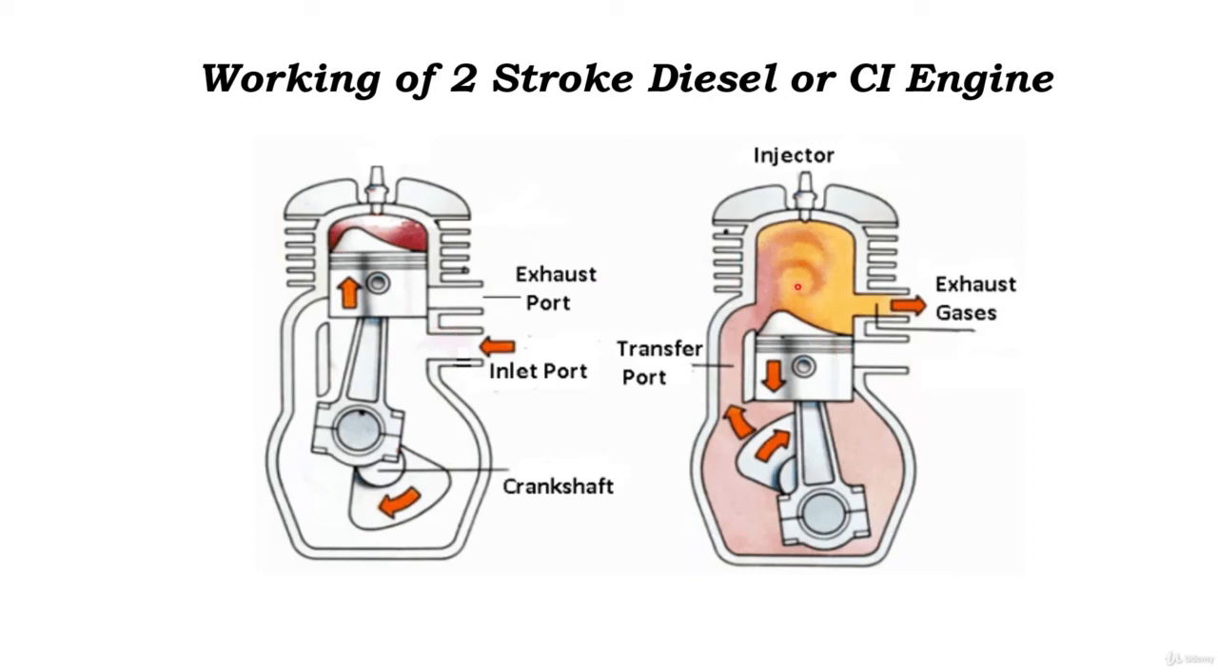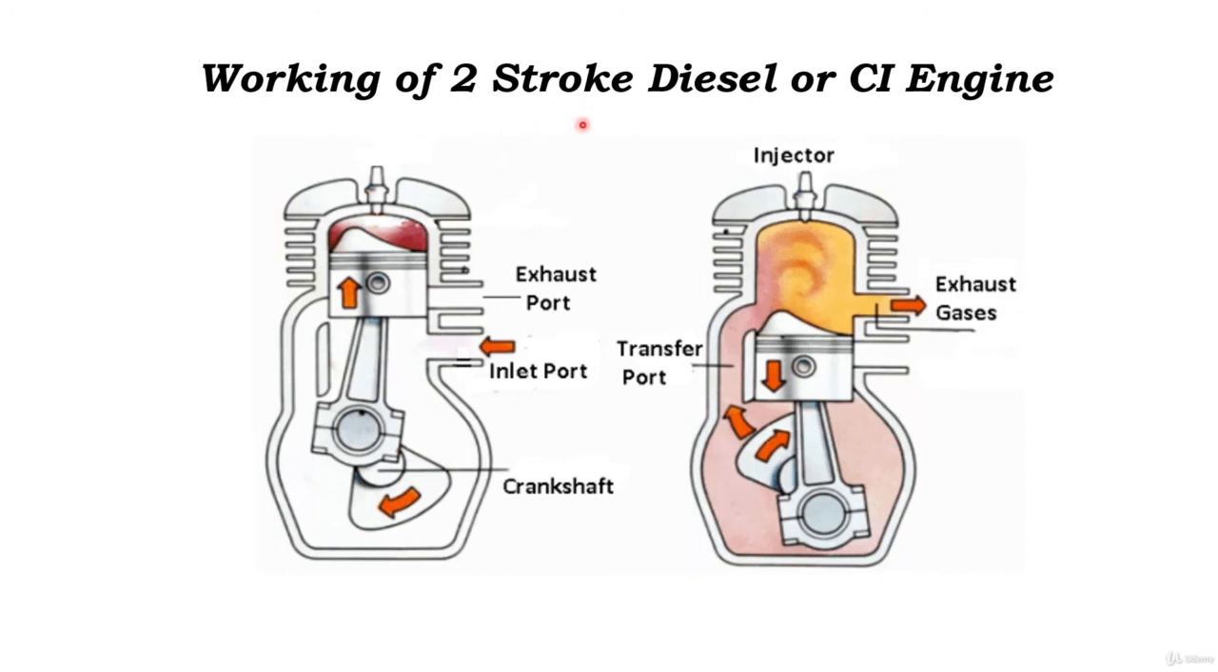So hope you have understood, and remember that in one stroke of the piston, two processes are carried out. When the piston is moving down, that is the power stroke and the exhaust stroke, and when the piston is moving upward, the compression and the suction. So hope you have understood the working principle of the two-stroke diesel or the CI engine, compression ignition engine.